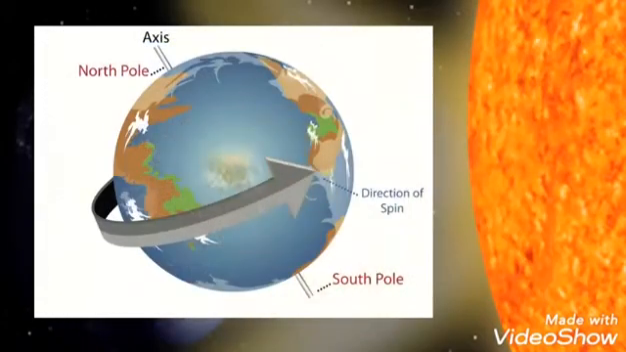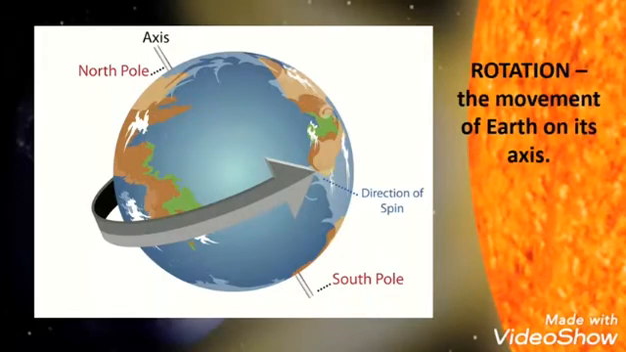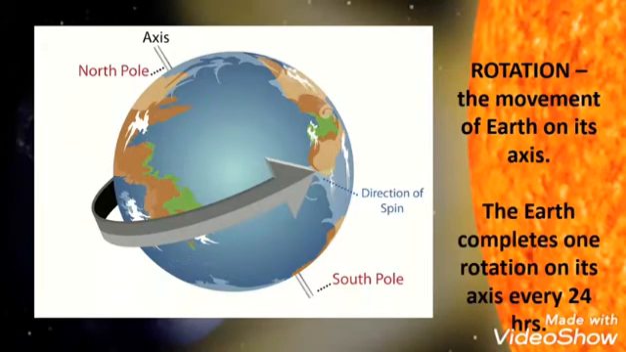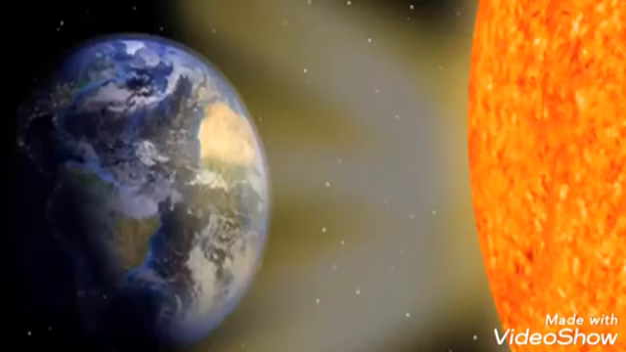The Earth spins all the time on its axis from west to east. We call this movement rotation. The Earth completes one rotation on its axis every 24 hours.